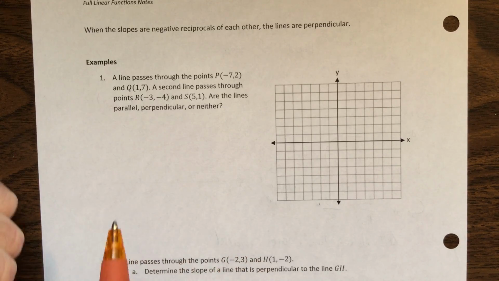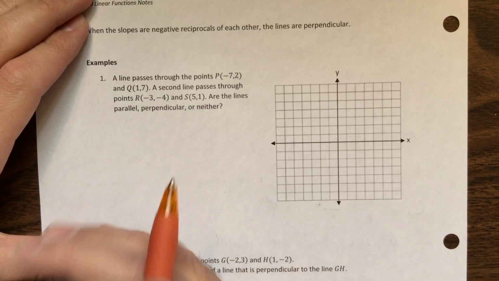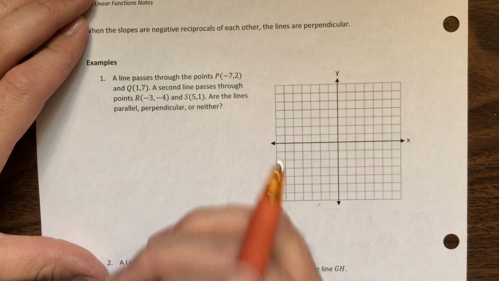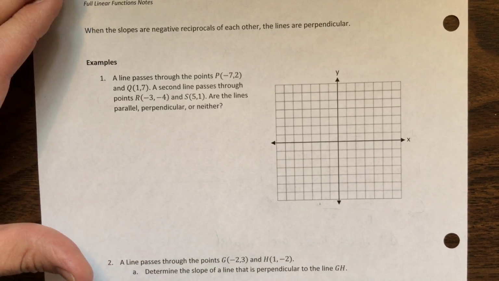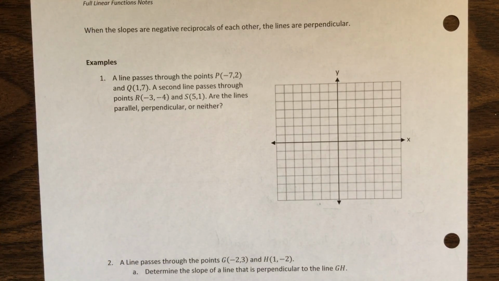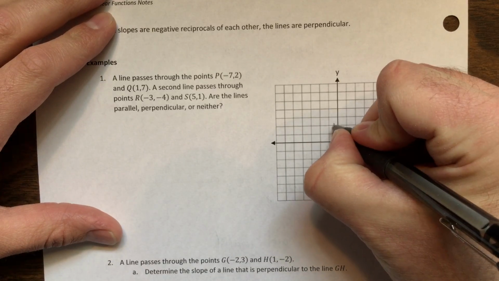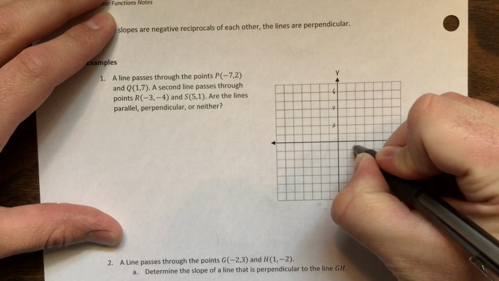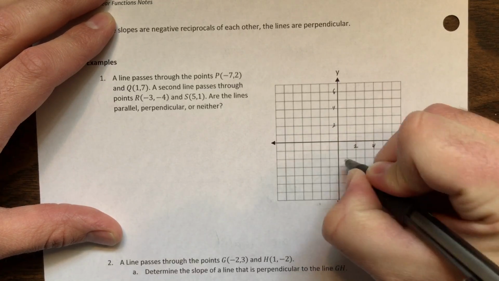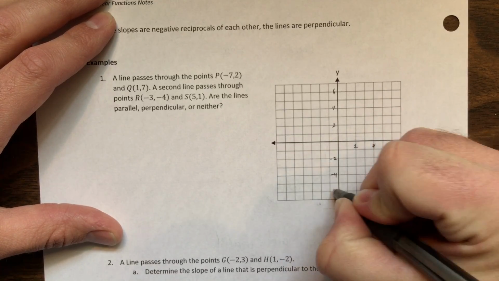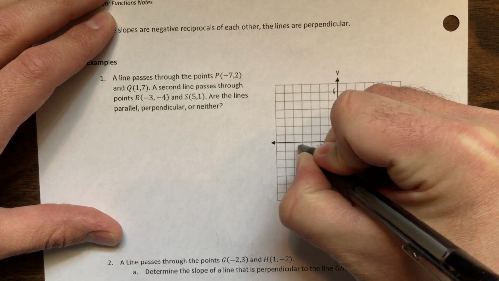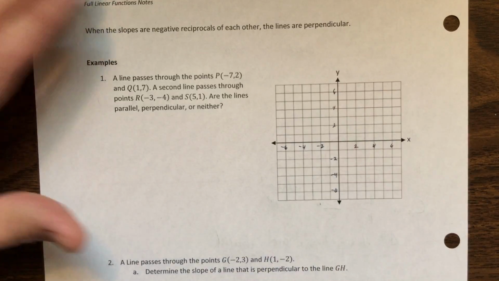Because if they cross, they could be perpendicular. If they don't cross, they could be parallel. But it'll be the slopes that we're going to find that are going to definitely show that in fact they are or are not perpendicular. So let's draw these out first. 2, 4, 6, 2, 4, 6, negative 2, negative 4, negative 6, negative 2, negative 4, negative 6.